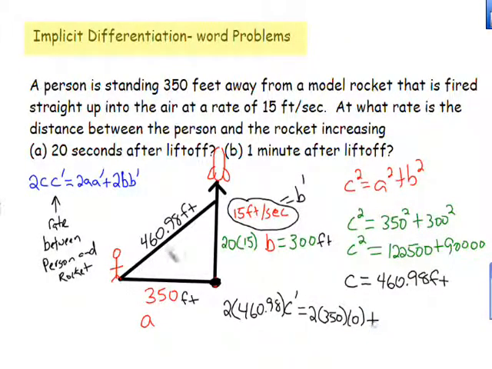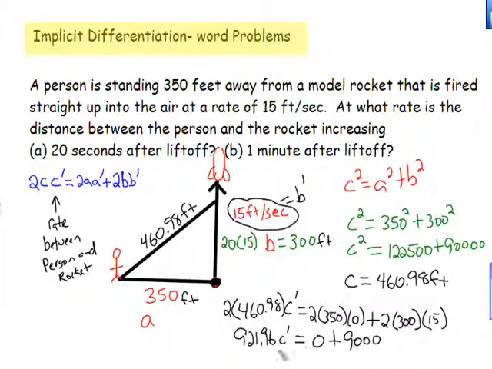And then 2B is 2 times 300, and I had talked about that. And B prime is the rate of the rocket going vertically. So that's going to be 15 there, okay? So now all I do is some algebra. 460.98 times 2 is going to give me 921.96 C prime. This is going to give me 0, and 2 times 300 times 15 is going to give me 9,000.